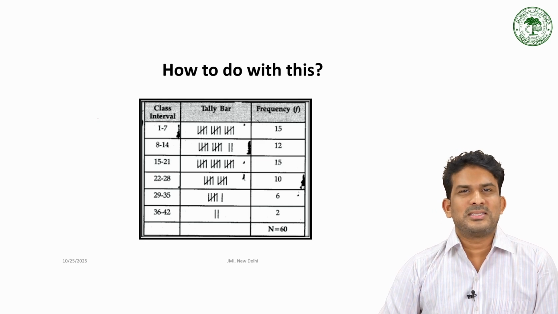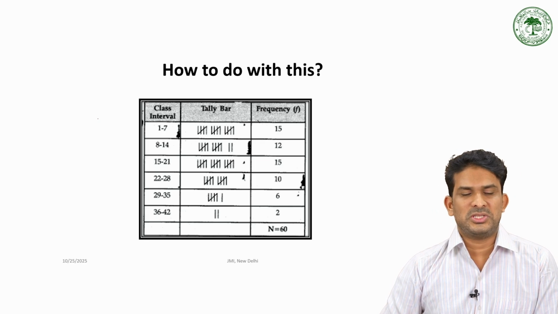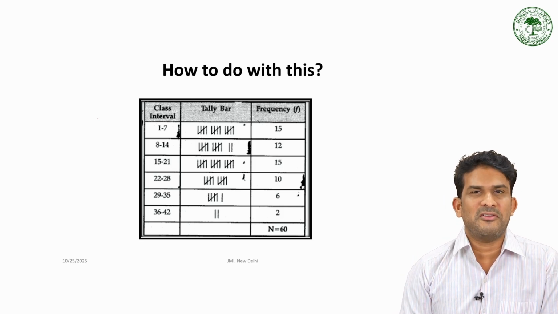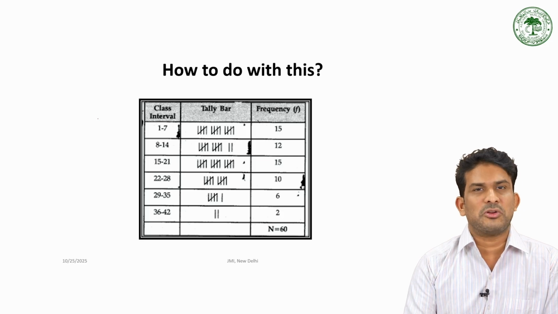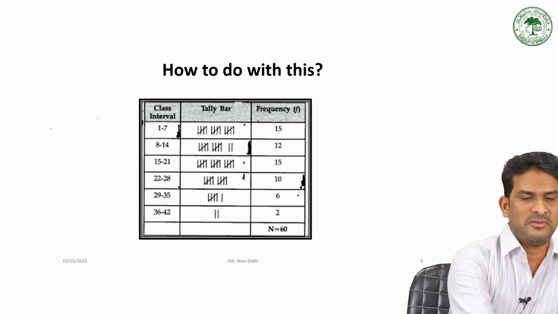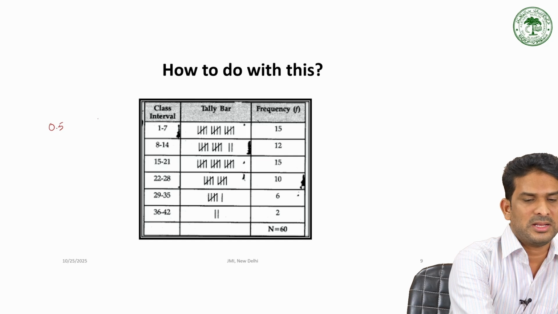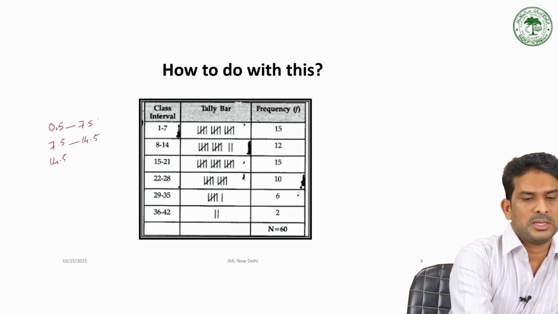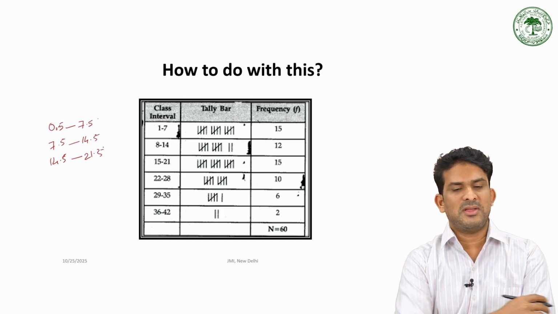Now let us make this inclusive distribution an exclusive distribution. How do we do that? Generally, we reduce 0.5 from the lower limit and add 0.5 to the upper limit. That is, the difference was 1. So reduce 0.5 from the lower limit and add it to the upper limit. See, this way we have to write.